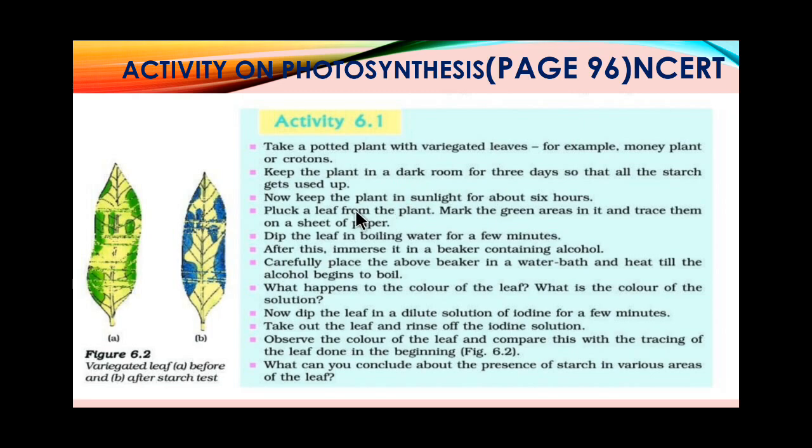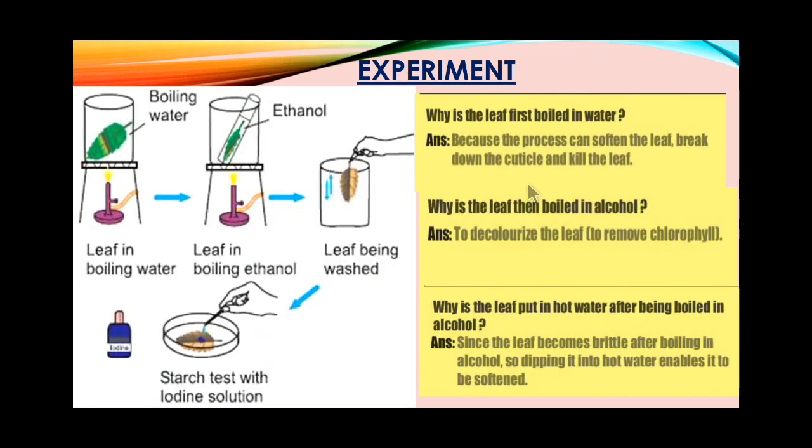Now keep the plant in sunlight for about 6 hours. Pluck a leaf, mark the green areas in it and trace them on a sheet of paper. Now draw the outline of this green and non-green area over a paper. Now dip the leaf in boiling water for a few minutes. Now here you can see the leaf in boiling water.